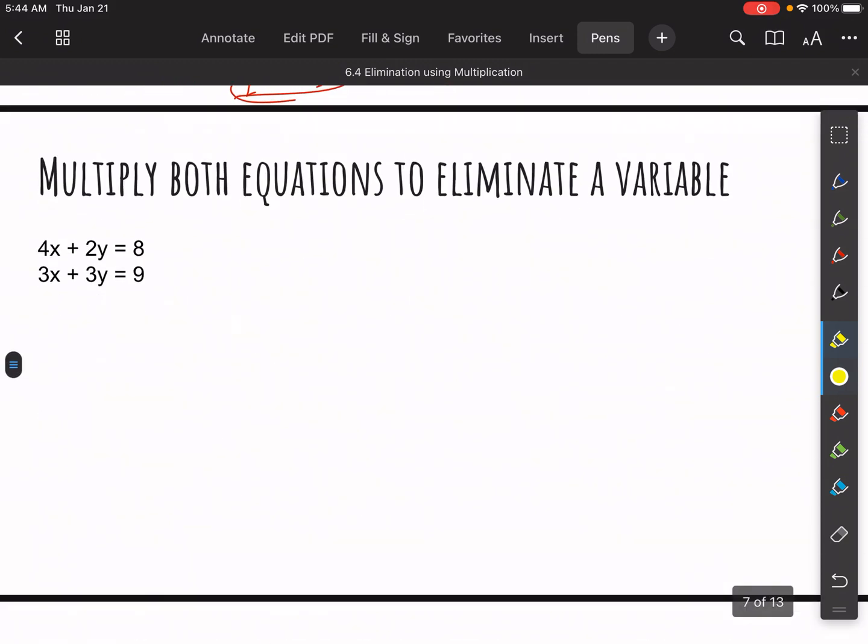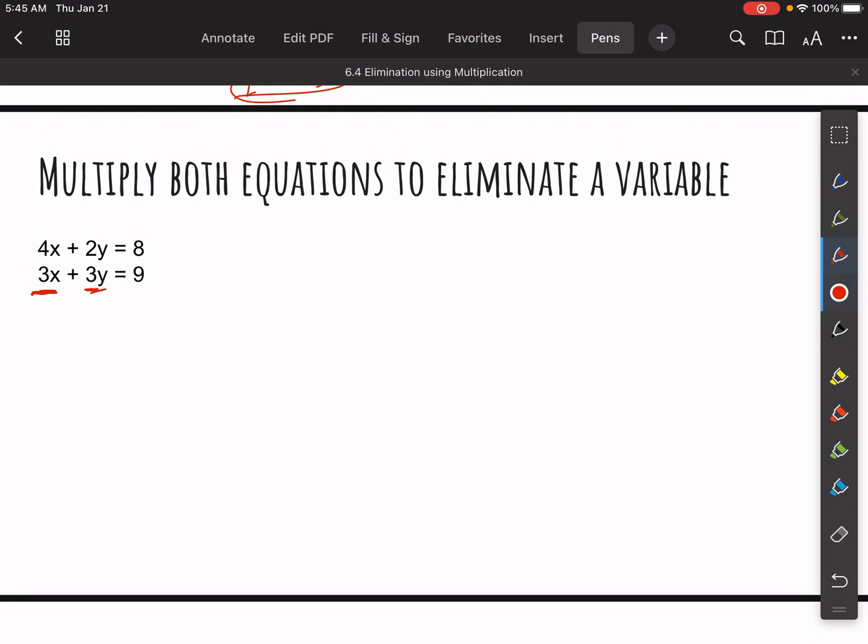Now, here is one of those examples I was talking about earlier where you might have to multiply both equations to eliminate. Notice there's nothing in common with 3 and 4 and 2 and 3 there. There's no common factor. So the easiest way to do this, you guys, is to multiply them together, so that each of these pieces would be a common factor of that thing.